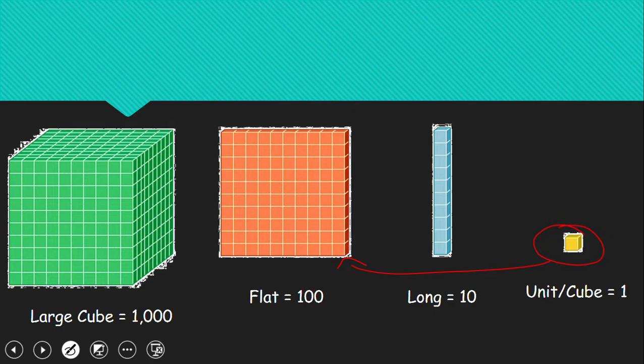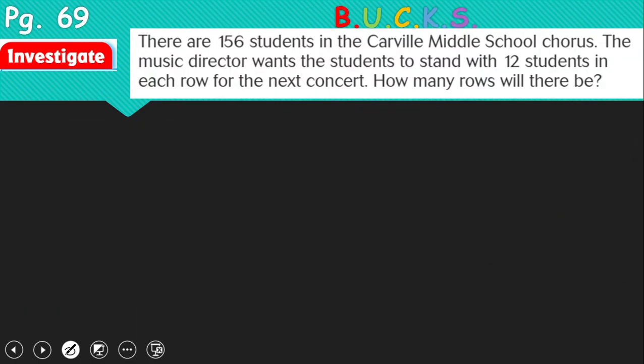Now, something really quickly, for when you're drawing this, for your flat, you could just draw a large square. For your long, you could draw a line, so that way it doesn't take too long for you to show every box or every unit in there. And then for the units, you can use a little circle or open circle or tiny little cube, or well, square in this case because it's not 3D. All right, so we're going to be working on page 69, the Investigate.